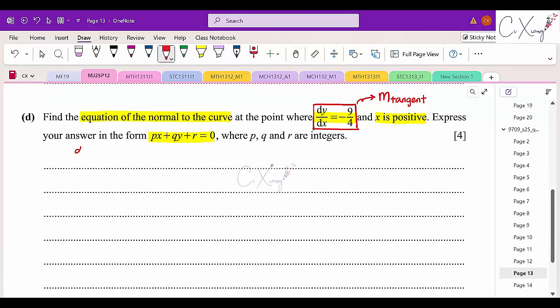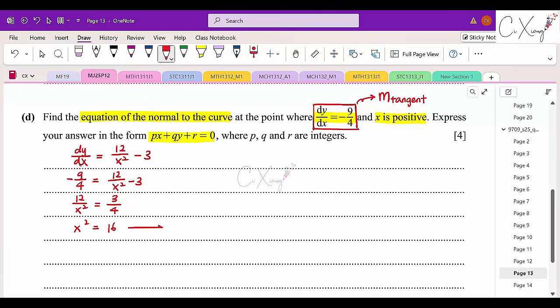To find the passing point, I try to solve it using the dy/dx here. My dy/dx equals 12 over x squared minus 3. You can get this from part A just now. Now substitute negative 9 over 4 into dy/dx, so I have negative 9 over 4 equals 12 over x squared minus 3. Then simplify and solve. 12 over x squared equals 3 over 4, and from here I can see that x squared equals 16.